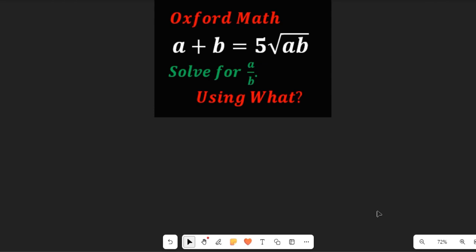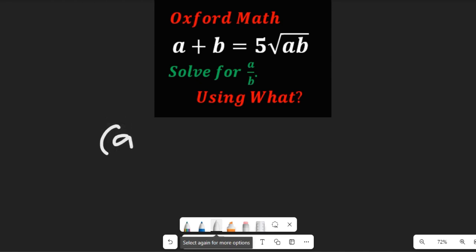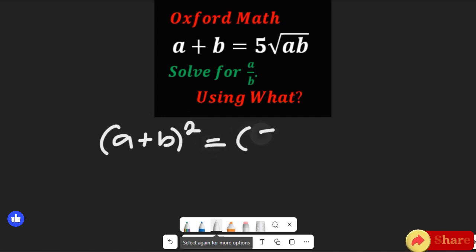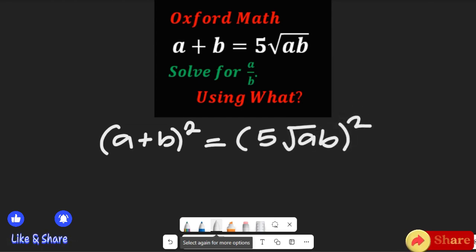Now let's get started. To solve this question, we are going to first of all take the square of both sides. In order to clear the square root, the first thing we must think of doing is to square both sides. So if we take the square of both sides, that expression becomes (a plus b) all squared, and this will be equal to 5 multiplied by the square root of ab, all squared.